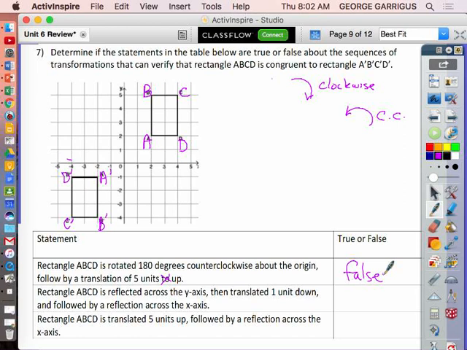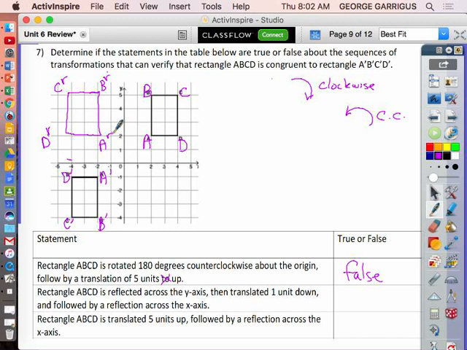Rectangle ABCD is reflected across the y-axis. Okay, we talked about this first. If I reflect it across the y-axis, then if C is here, this would be the C, we'll just call it C image. This would become B image. D would be over here. I should call it R for reflection. Let me erase it all. Change it to reflection, reflection, reflection. And then A reflection would be here. That looks good.